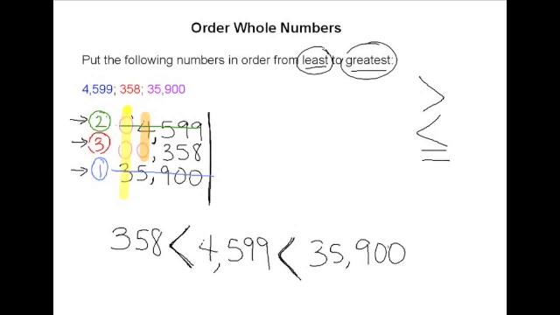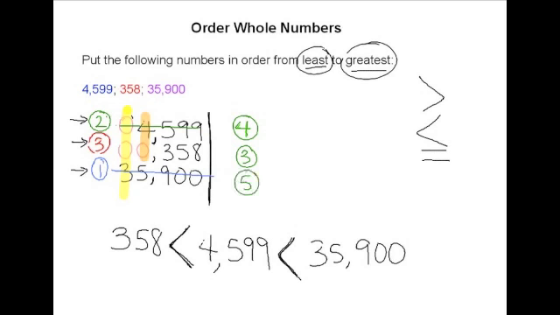A shortcut you can use when comparing numbers is you can just look and count the number of digits that are in that specific number. So if I'm looking at this top number, I see that there are 4 digits in that first number. I see that there are 3 digits in the second number. And I see that there are 5 digits. We do count these zeros because it does change the value of that number. There are 5 digits in this number.